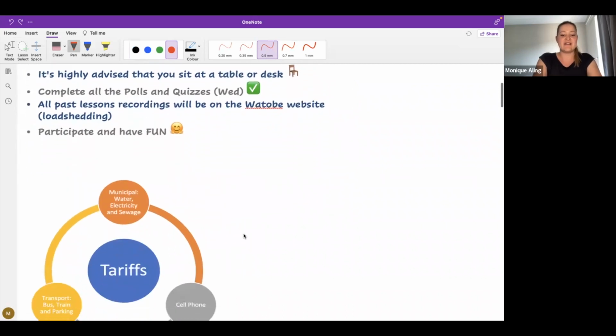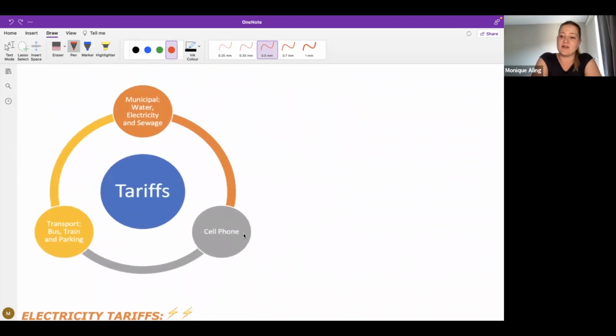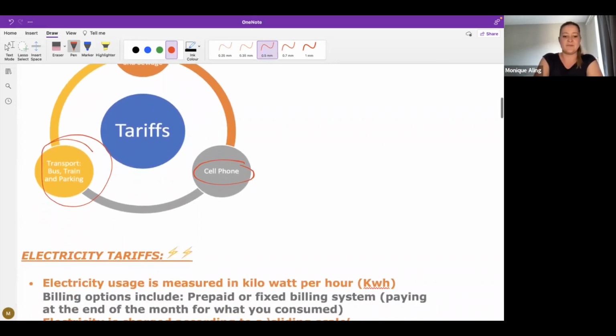Okay, guys, so let's get started. On Monday, we had a quick look at the different types of tariffs that we get. We covered water tariffs. Today, we're going to be looking at electricity and, if we've got some time, cell phone tariffs. Okay, so we've got another lesson planned for tariffs where we'll look at the transport tariffs.